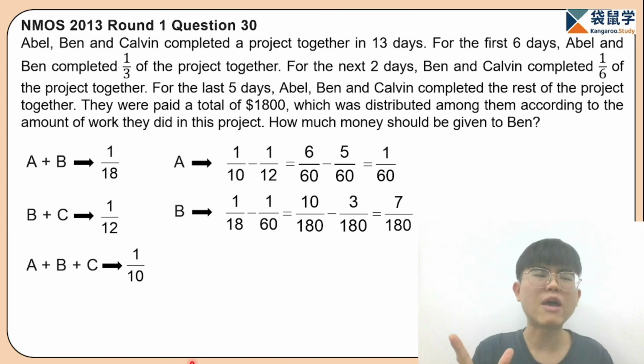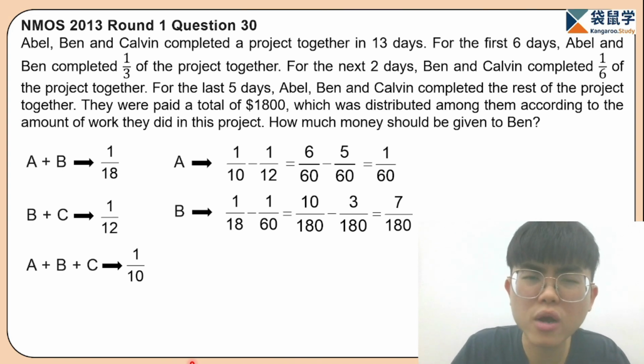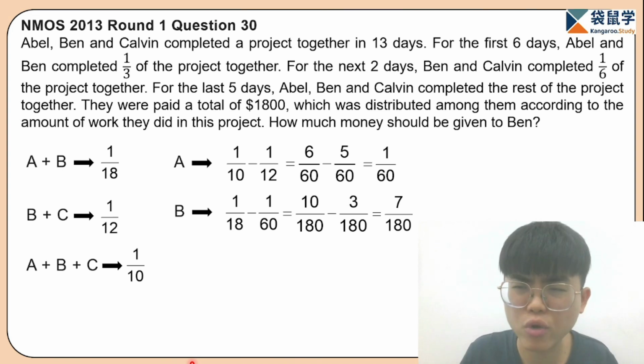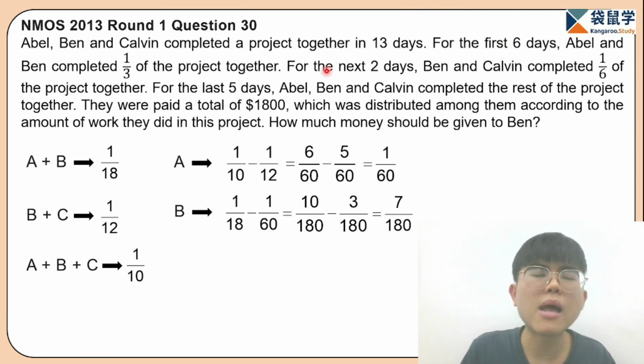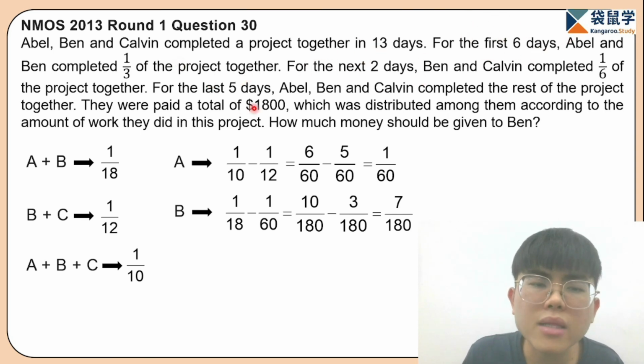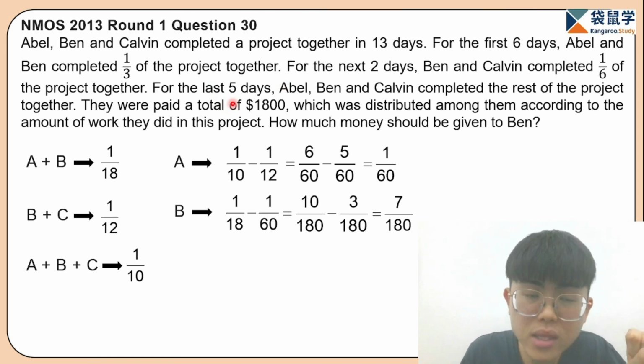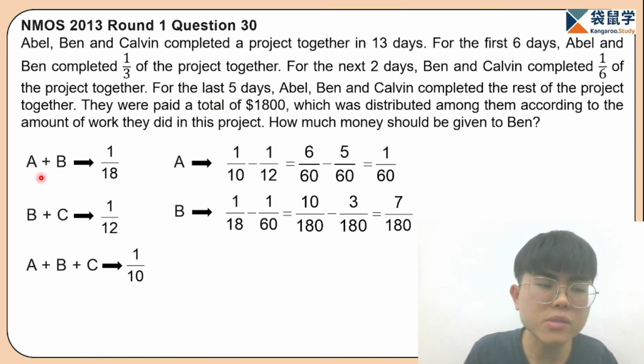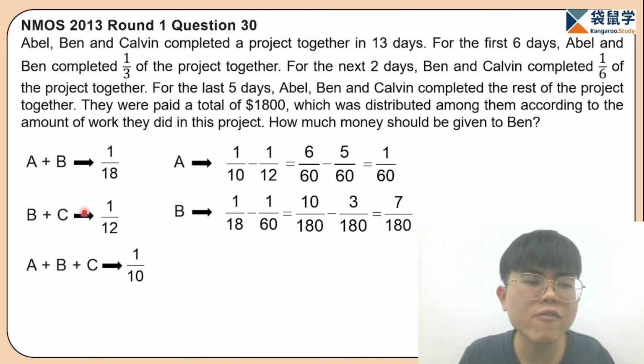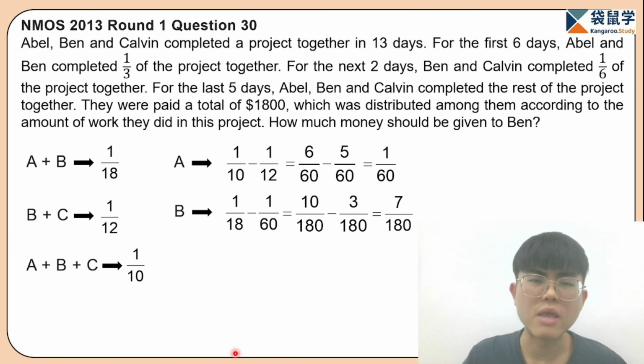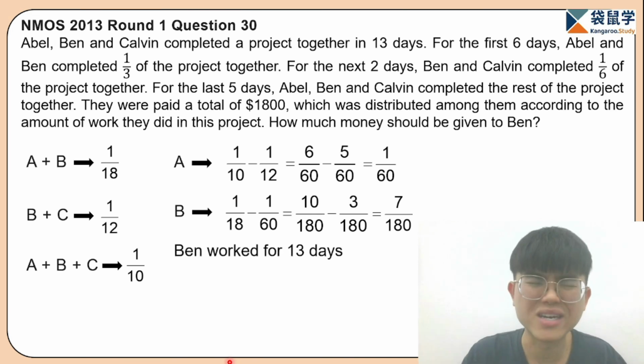So now we have how much work Ben does in 1 day. The next thing is to know for how many days Ben does the work. Let's look together. The first part, they do it for 6 days. The second part, they do it for 2 days. The third part, they do it for 5 days. The first part involves Ben, the second part involves Ben, and the third part also involves Ben. So we just have to add them together: 6 days, 2 days, 5 days. So Ben will work for a total of 13 days.